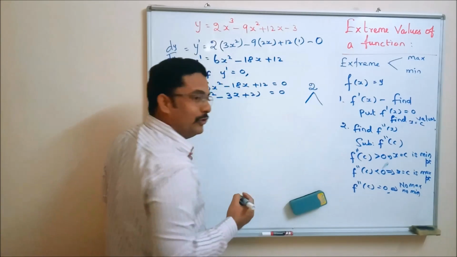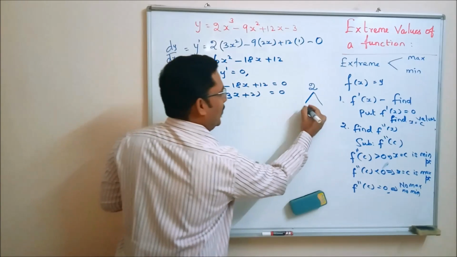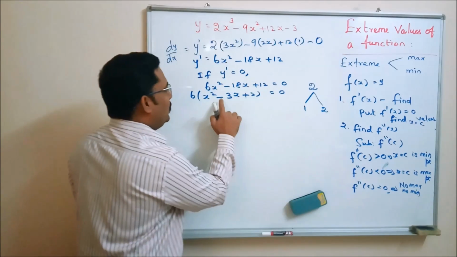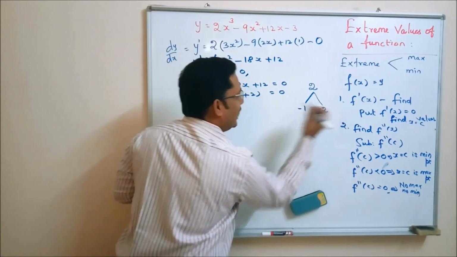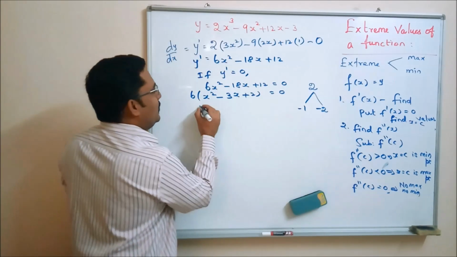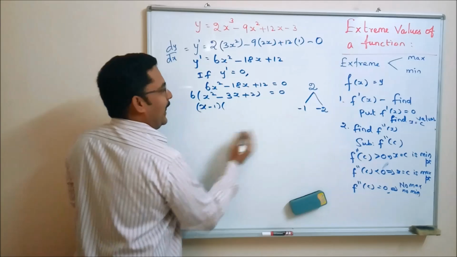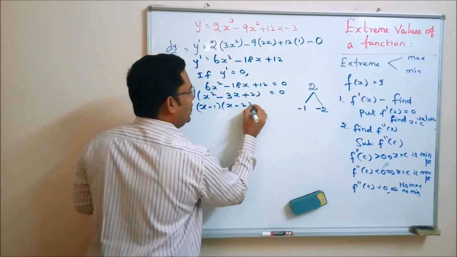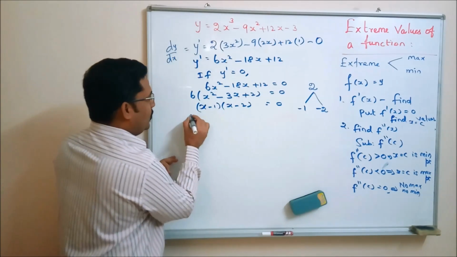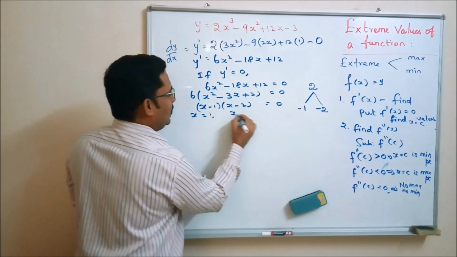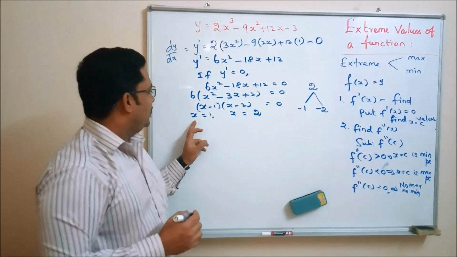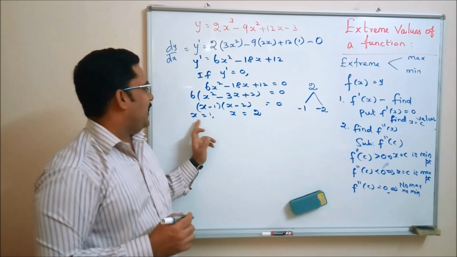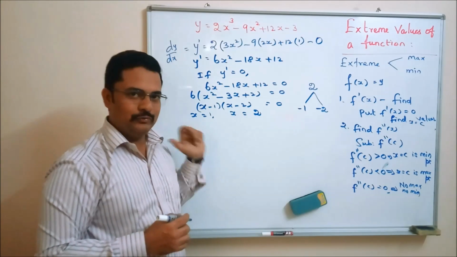Let's split this 2 into 2 parts. Yes, good. It is 1 into 2 is 2. Here it is minus 3, so yes, minus and minus. Good. This is (x minus 1) into (x minus 2), which is equal to 0. So x is equal to 1, x is equal to 2. So now we are getting the two values, x is equal to 1 and x is equal to 2.